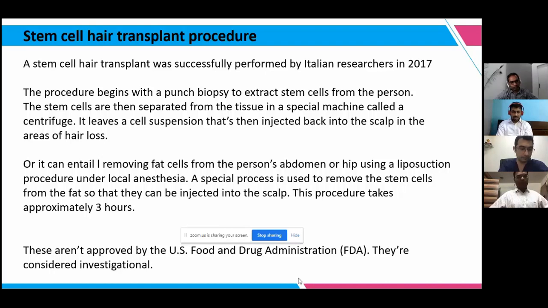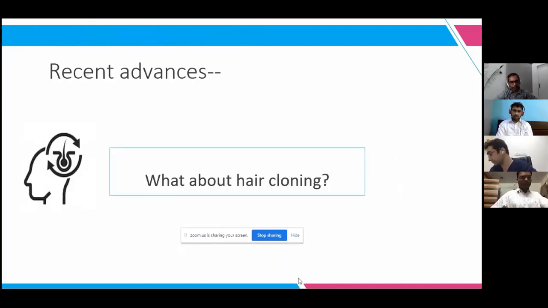And of late, they use abdominal fat or hip fat, through liposuction procedures with low anesthesia. And even from bone marrow they can take it. They are not approved by the US FDA, but they are considered investigational. There is another thing called IDA, Investigational Drug Authority. So it has been approved as an investigational therapy, but as such FDA has not approved it. And what about hair cloning?